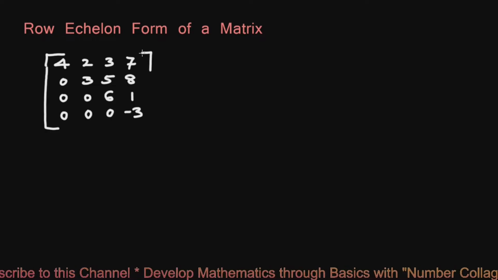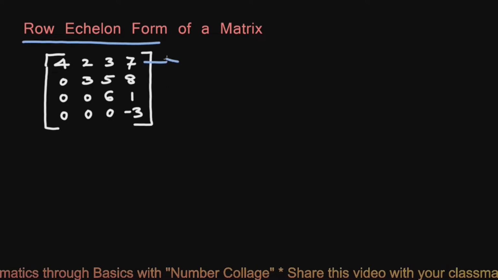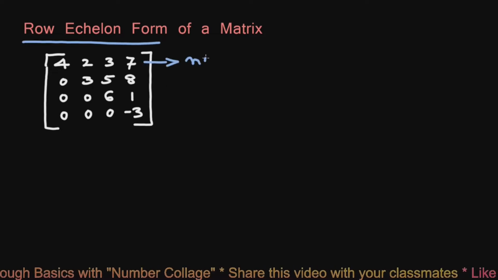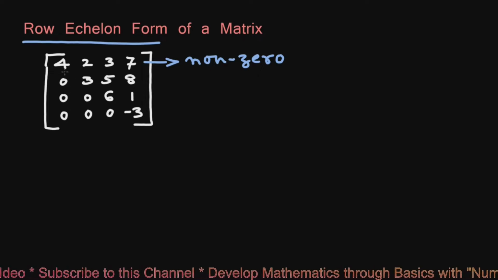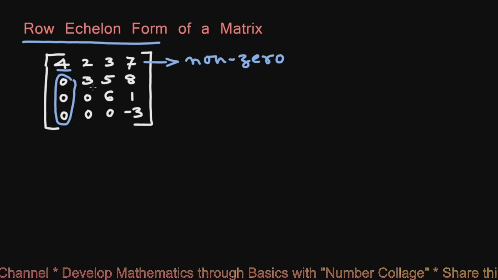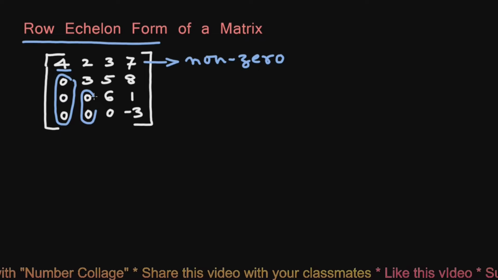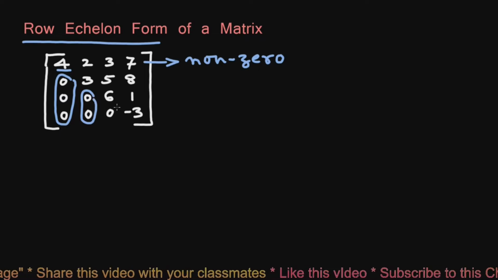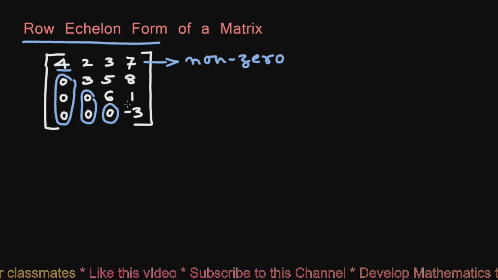minus 3 is called a row echelon form because here the elements in the first row are non-zero. The elements in the first column below this 4 are all 0. Then elements below the second element of the second row are all zeros. And the element under the third element of the third row is 0.